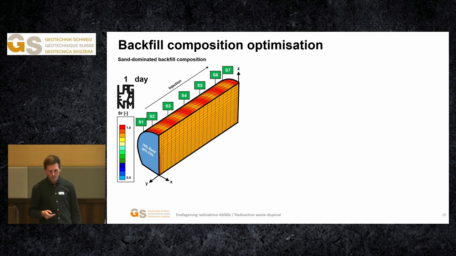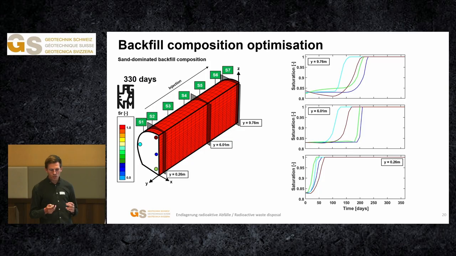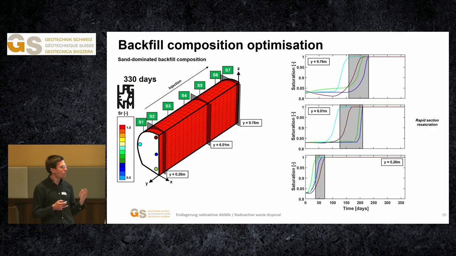for the whole section. And in this case, the progressive resaturation of the backfill appears to propagate from the upstream side to the downstream side through the propagation of a waterfront again, leaving a more uniform resaturated state of the backfill. So basically, if we take a closer look at the different sections, we can see here that the sand-dominated backfill composition leads to faster and also more uniform resaturation of the backfill. So it's beneficial for this experiment.